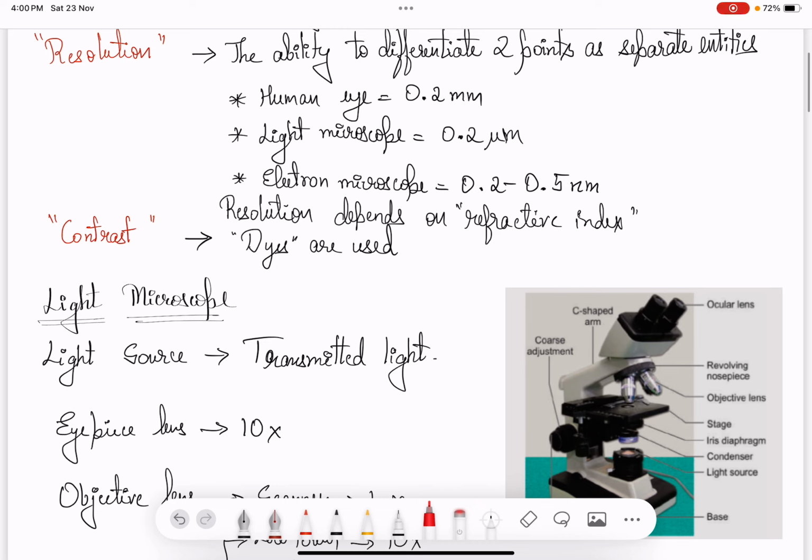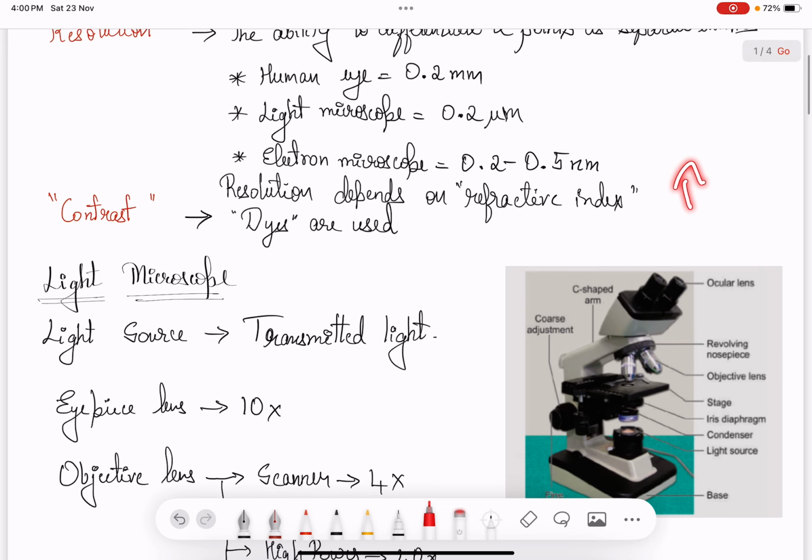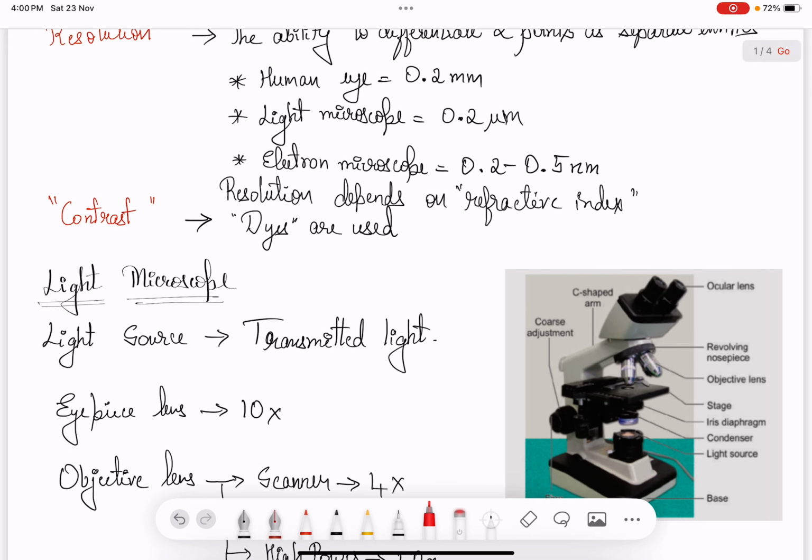This resolution depends on refractive index. Now consider oil and air. Now oil has higher refractive index. So you might have heard that you use oil for oil immersion where the magnification is very high, because resolution depends on refractive index. So oil has more refractive index, so more resolution.